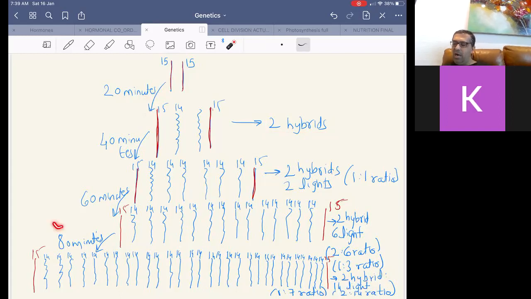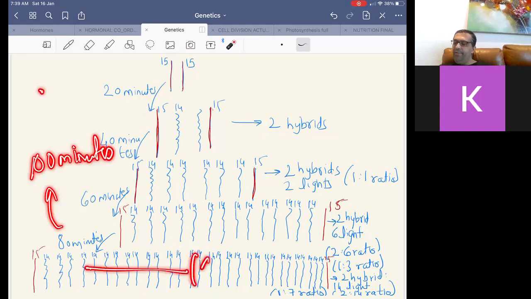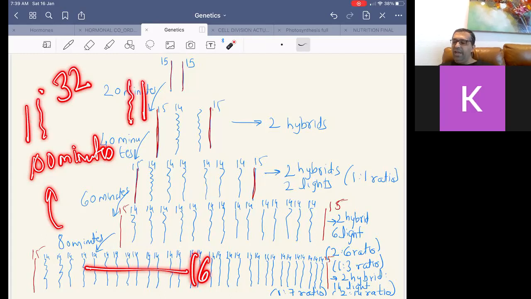So suppose we extend 80 minutes to 100 minutes, hypothetically. Then how many total DNAs will we get? There were 16, and 16 will become 32, of which 2 will remain hybrid, 15-14.